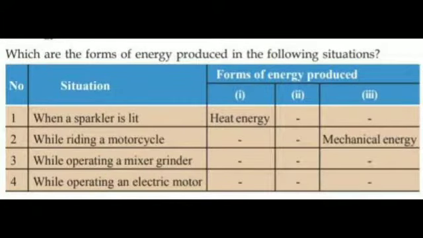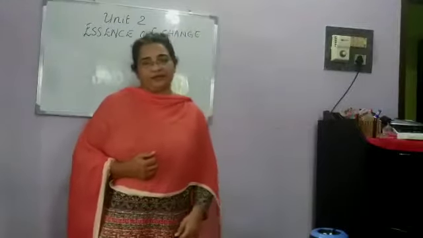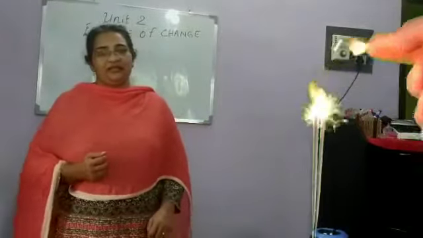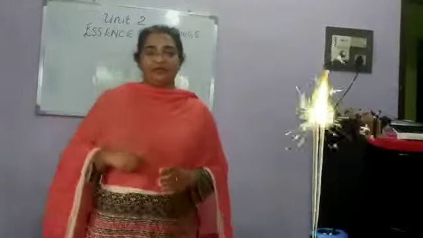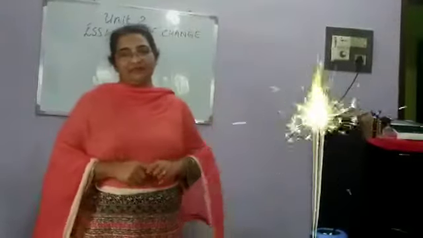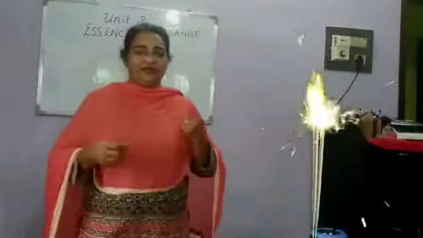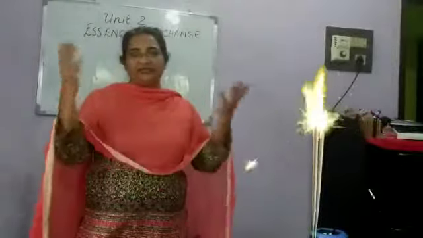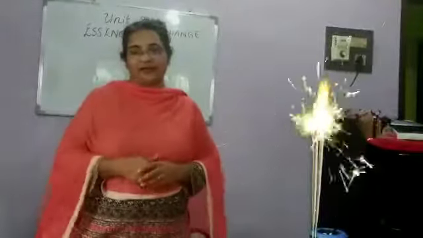Next down you have another table given in your textbook. Look at the situation. The first one is when a sparkler is lit. What is a sparkler? Have you heard something called kambithiri or pooththiri? You can see here. Instead of breaking, you have it in your hand. When you burn it, you can see the sparkling light. That is called a sparkler.